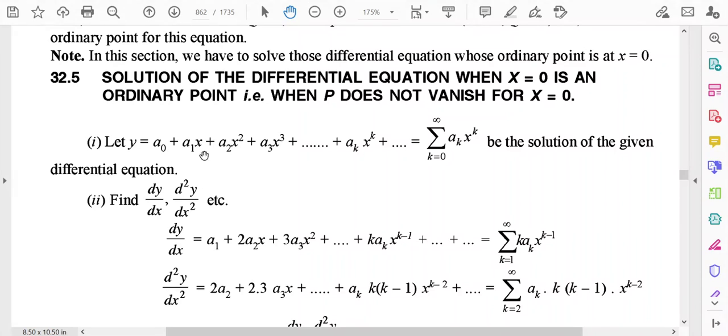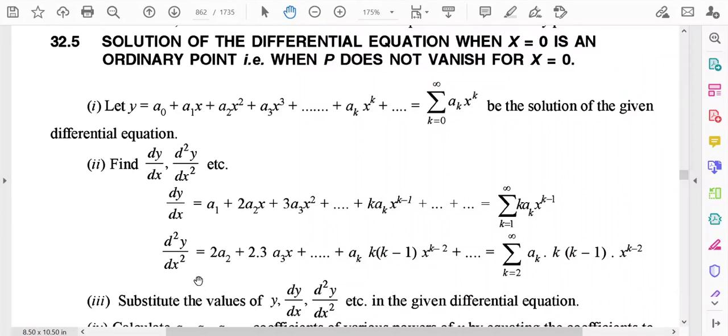If you differentiate y with respect to x, then you will have this equation, and in the right hand side, this was a_k x to the power k. So this will become k into a_k into x to the power k minus 1. Similarly, you can also find d square y by dx square, and this will become this. If we express it in summation format, this will become a_k into k into k minus 1 into x to the power k minus 2.